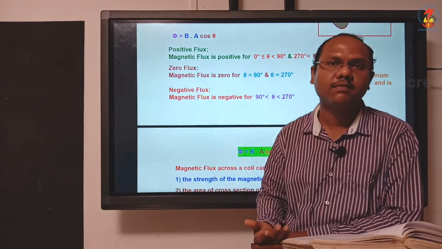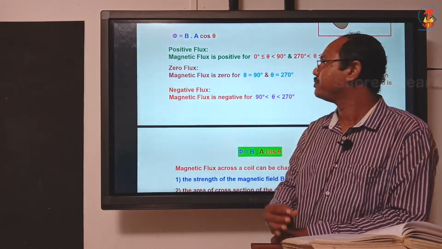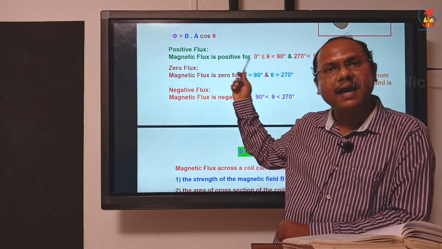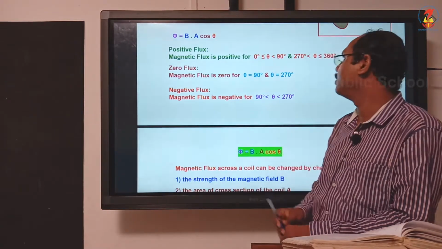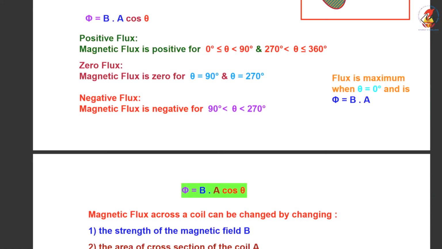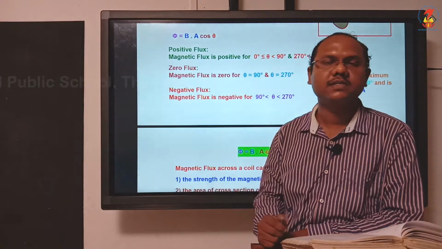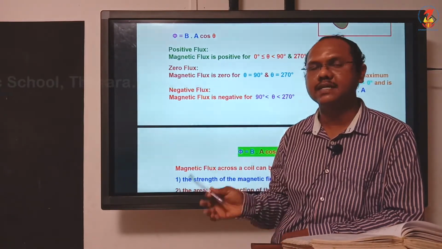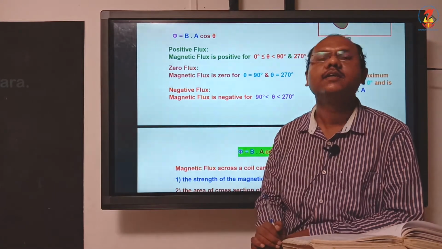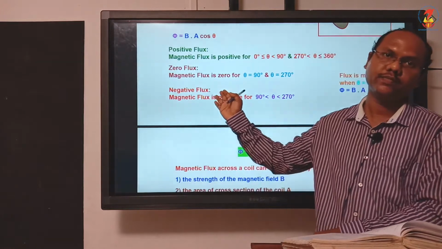More precisely, we can speak like this. If the angle between the magnetic field and the area vector is acute, then we can say flux is positive. And if the angle between magnetic field and area vector is obtuse, then we can say flux is negative. And what if the angle is 90 degrees? Then we can say flux is 0. Okay.